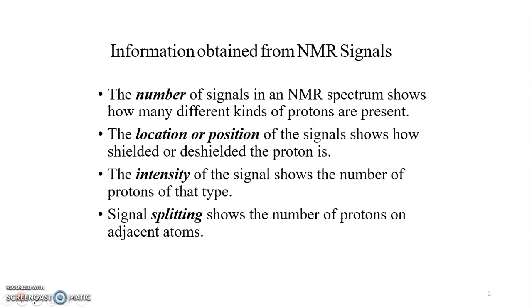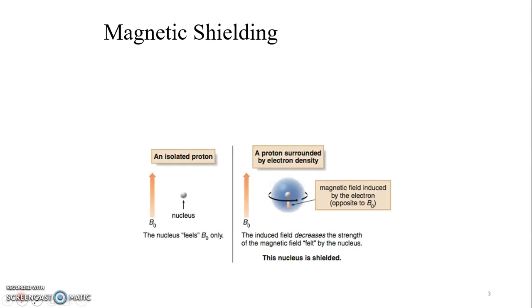And the splitting will be discussed in detail. Just know that in signal splitting, a single signal can appear as a multiplet, which means a number of signals combined together, and the splitting gives information regarding the adjacent protons or the environment. Now we have had an introduction regarding shielding and de-shielding.